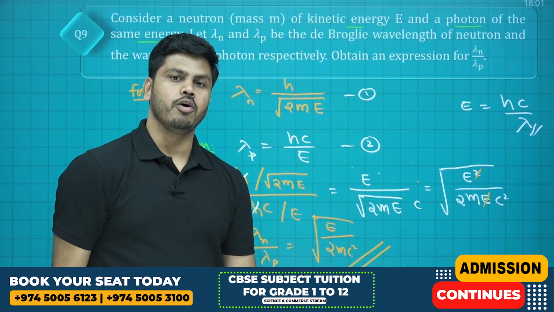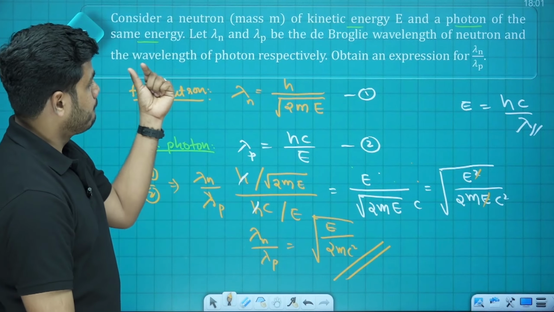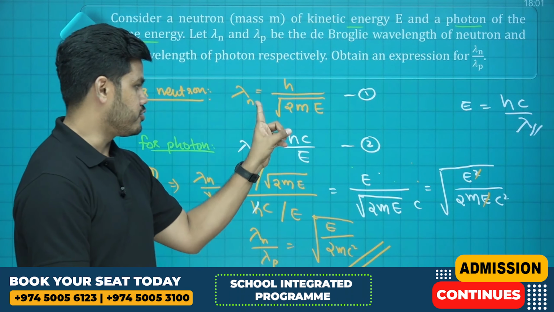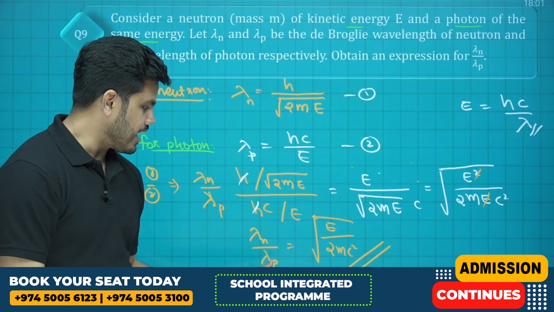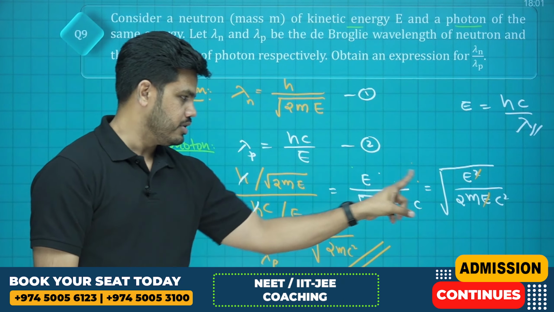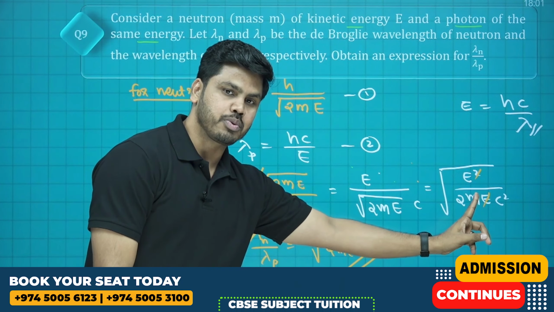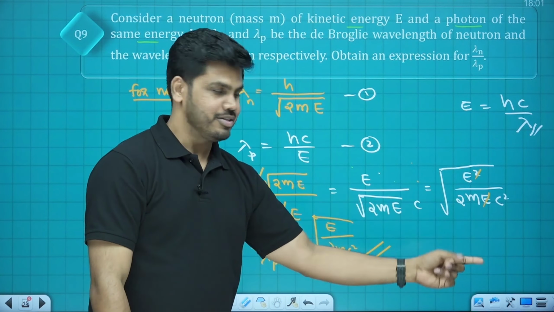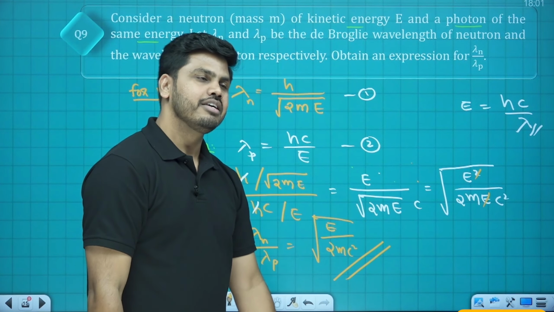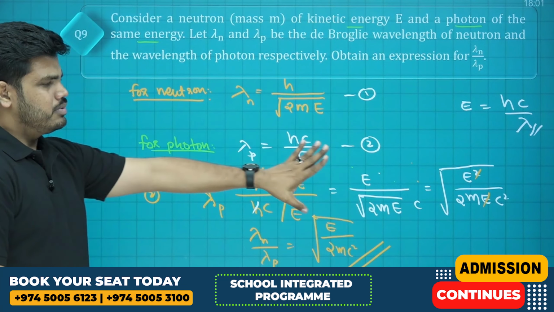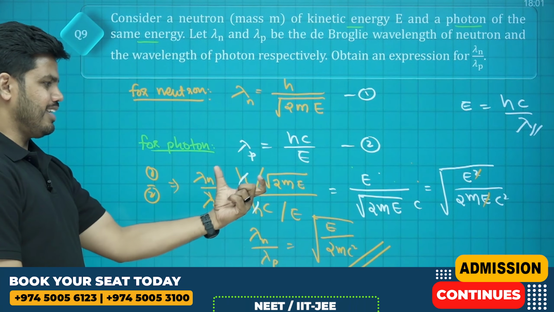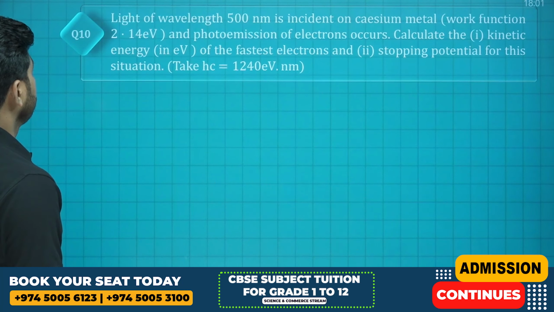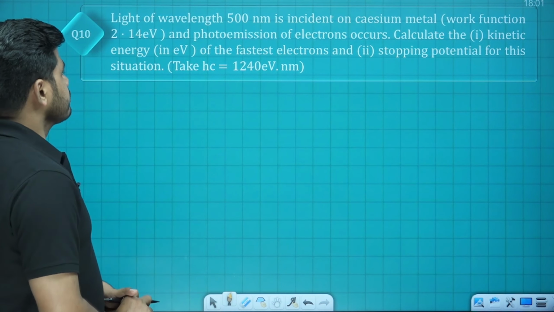That is the required ratio of wavelength of neutron to the wavelength of photon given they have same energy. That is why we could cancel that E from the calculation. This E and this E cancels. One was for neutron and the other one was photon, right? They have same energy. That is how we cancelled it. Okay. So again, we had the same concept in another question. So it's fine. Another one.